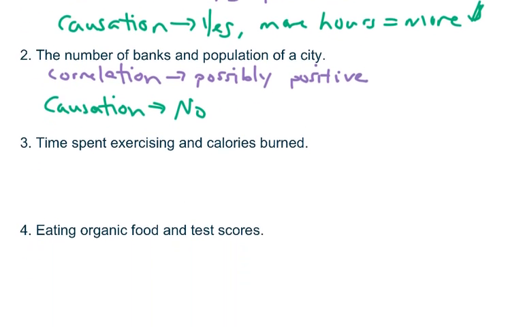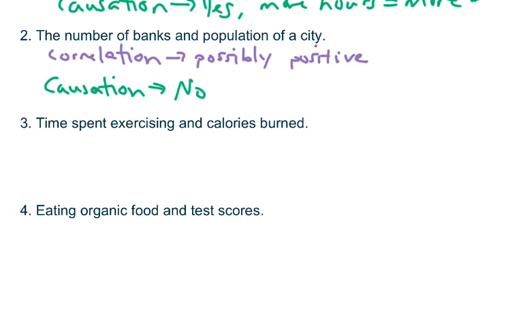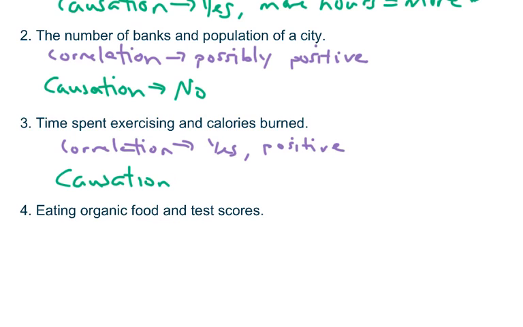Question number 3, time spent exercising and calories burned. Is there correlation? For sure. Yeah, definitely correlation. We can see that. Yes, this is a positive correlation. As you increase your time spent exercising, calories burned goes up. Okay? Causation? Definitely. Increasing your time exercising directly causes your calories burned to go up. Yes, absolutely.